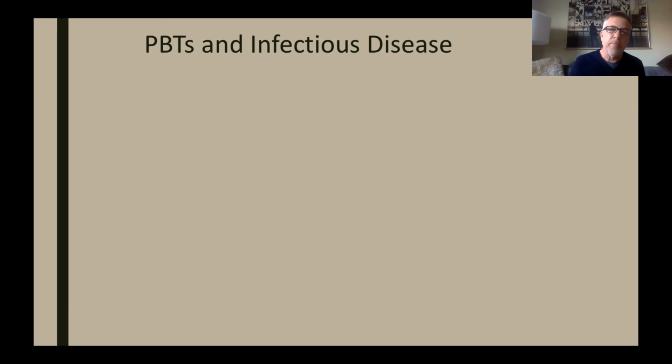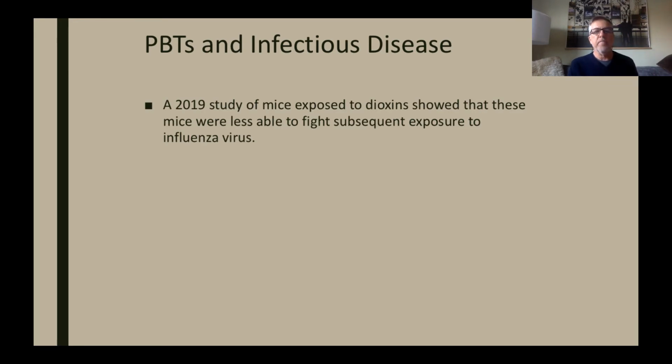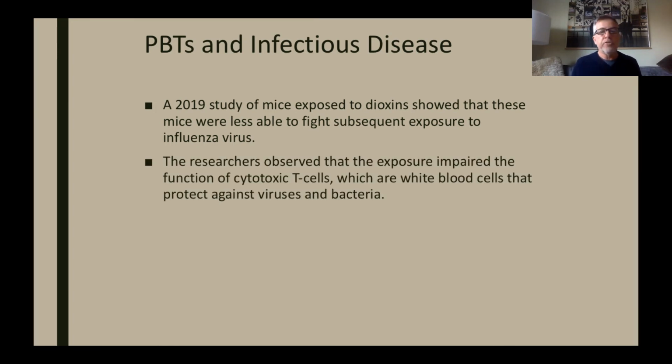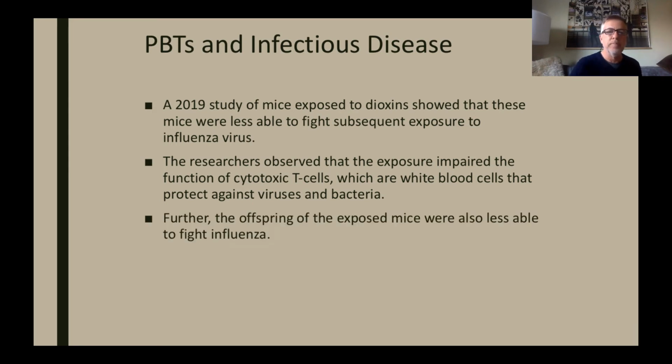Lastly, PBTs, remember them? Persistent bioaccumulating toxins. A 2019 study of mice exposed to dioxins, which we'll talk more about later, showed that these mice were less able to fight subsequent exposure to influenza virus. That's the flu to you and me. The researchers observed that the exposure to the toxins impaired the function of cytotoxic T cells, which are a white blood cell that protects against viruses and bacteria.